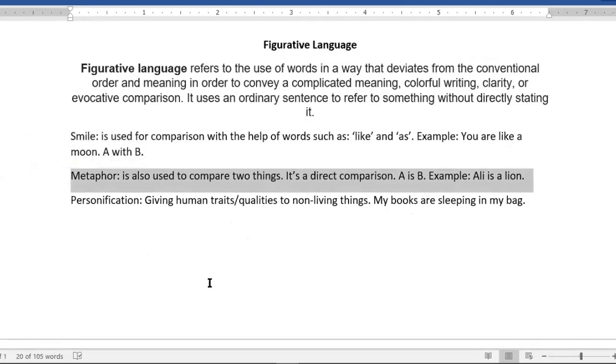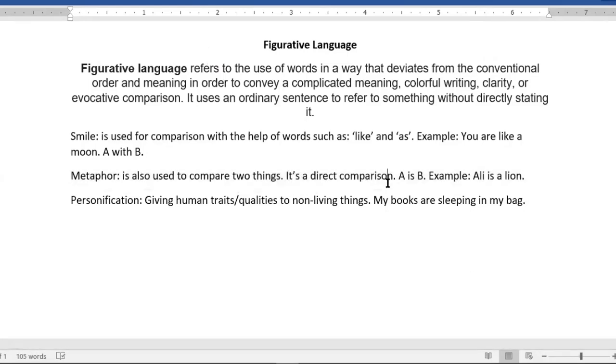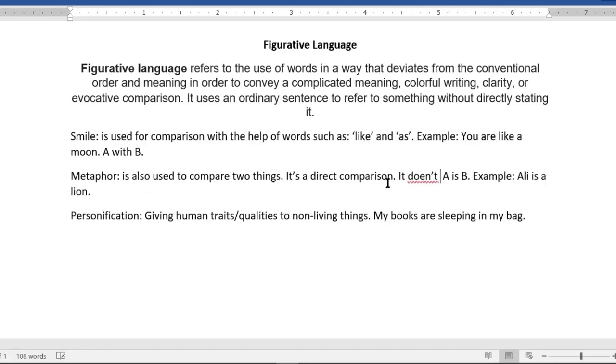Metaphor is also used to compare two things. It's a direct comparison. A is B. For example, Ali is a lion. Now here, let me also write a sentence. It's a direct comparison. It doesn't use words such as like or is.